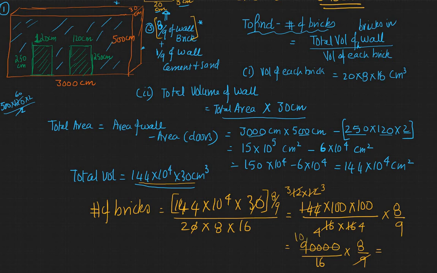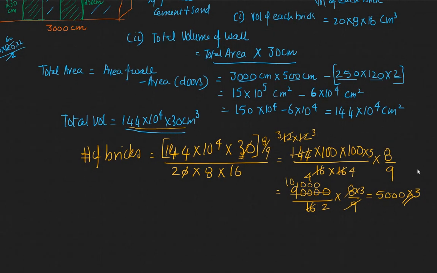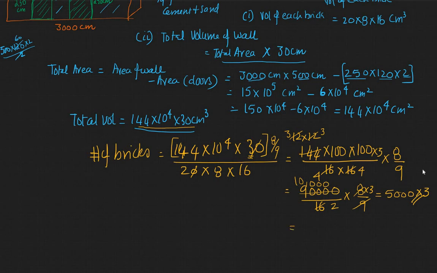cancelling this, you'll have 10,000 divided by 2, and that will be equal to about 5,000 bricks. I guess I missed out this 3 as well, so I have to write into 3 as well, sorry about that. So into 3, so that's 5,000 into 3, and that'll amount to 15,000 bricks. So yeah, that's a lot of numericals in this problem. I guess it's a tough one. So this is about 15,000 bricks that you need for that construction.